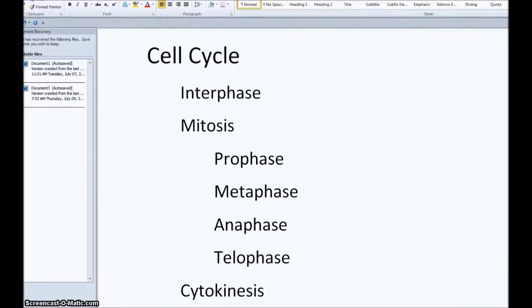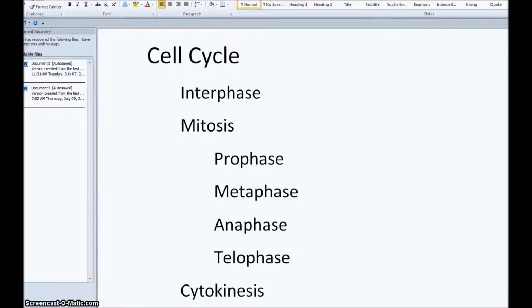Okay, first of all, most people remember mitosis and they say, oh yeah, that's where the cells divide and make two of exactly the same thing. And nothing could be further from the truth.